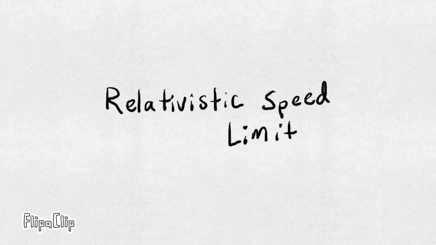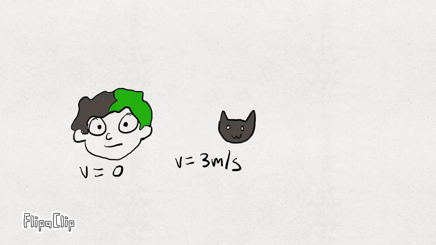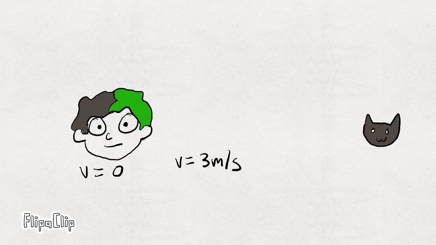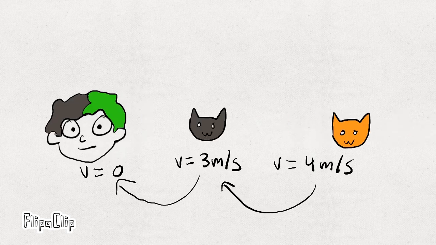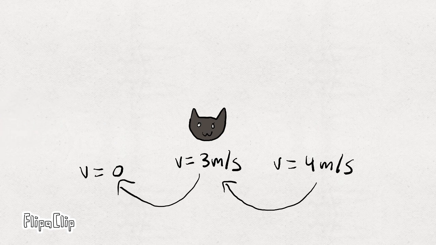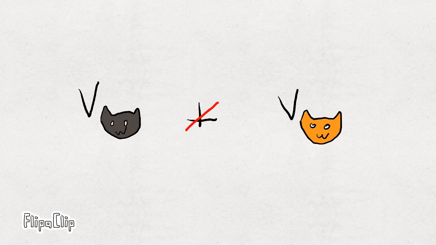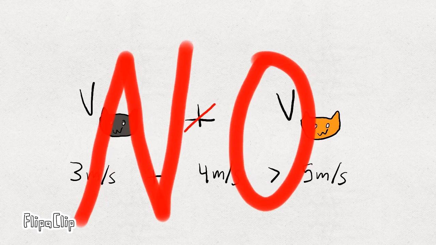Now, c, as we all know, is the speed of light, 5 meters per second. Nothing can go faster than 5 meters per second. Even if the black cat were traveling at 3 meters per second to the right relative to me, and the orange cat were traveling at 4 meters per second to the right relative to the black cat, the orange cat's speed relative to me could not exceed the speed of light, 5 meters per second.